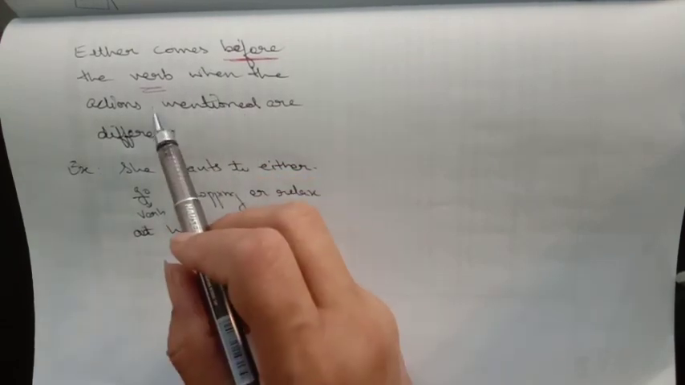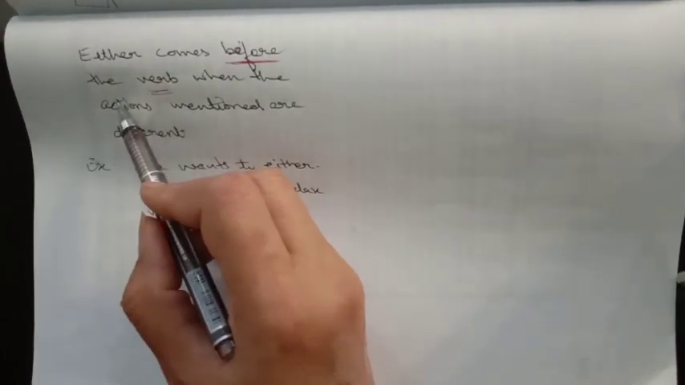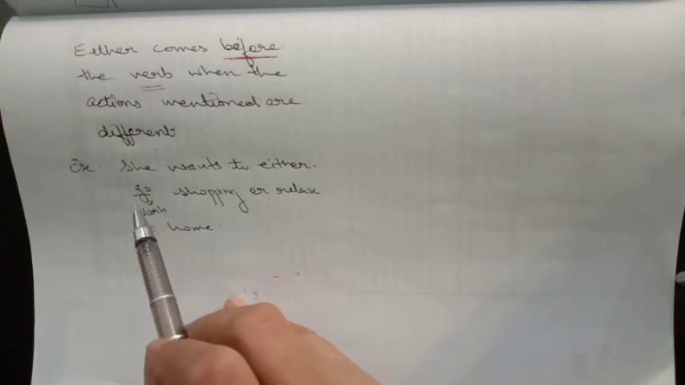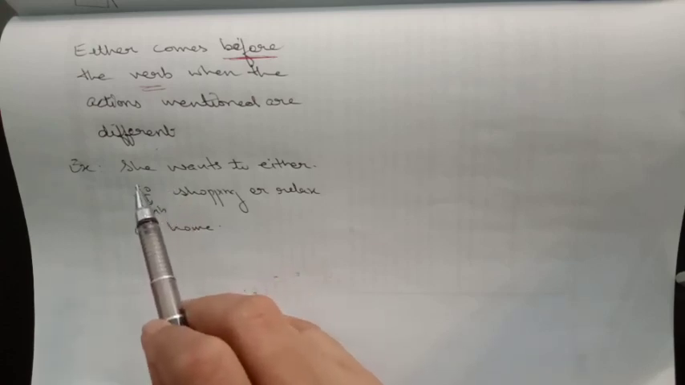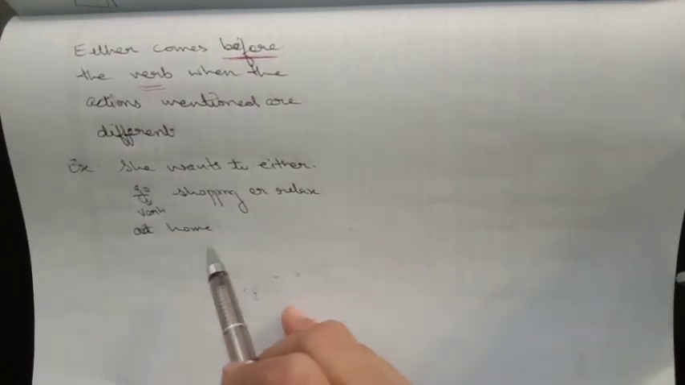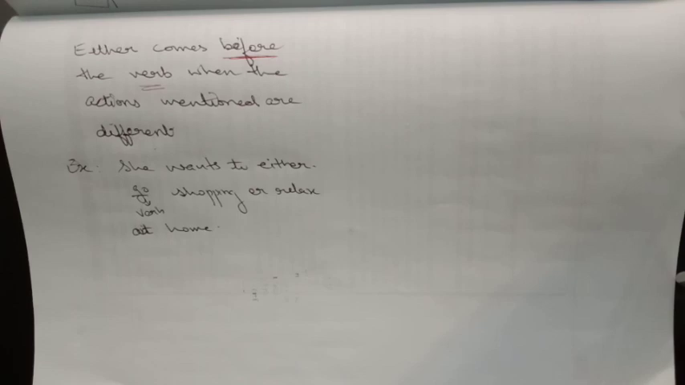Whereas either comes before the verb when the actions mentioned are different. But if the action mentioned is similar, it will come after the verb. Is the concept clear? See here, if it is coming before the verb, then the actions mentioned will be different. She wants to either go shopping or relax. So both the actions are different, so now either will come before the verb. When the action was similar, it was coming after the verb. I think the concept is clear.